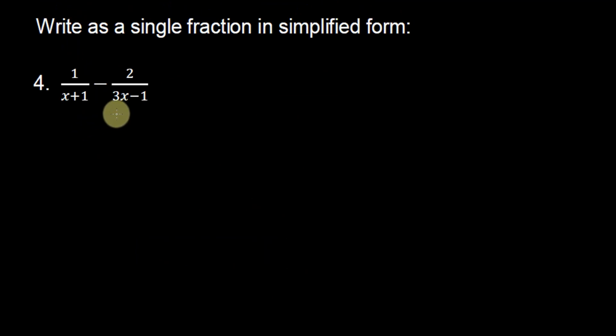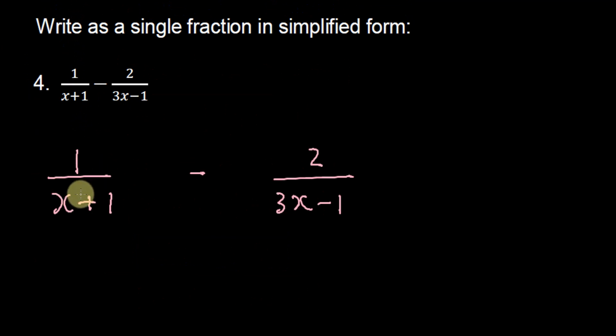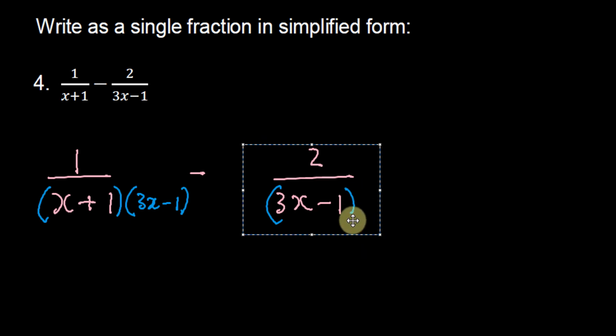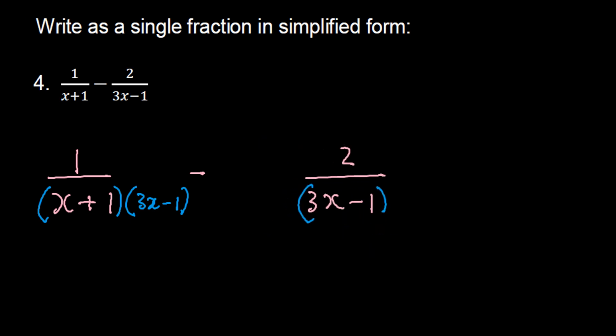So let's start by making the denominators the same. And we're going to do so by multiplying the denominators by each other. So the x plus 1 here, we're going to multiply by 3x minus 1. And the 3x minus 1 over here, we're going to multiply by x plus 1.